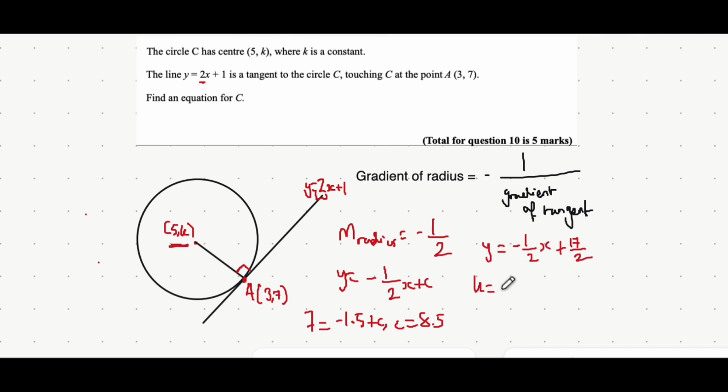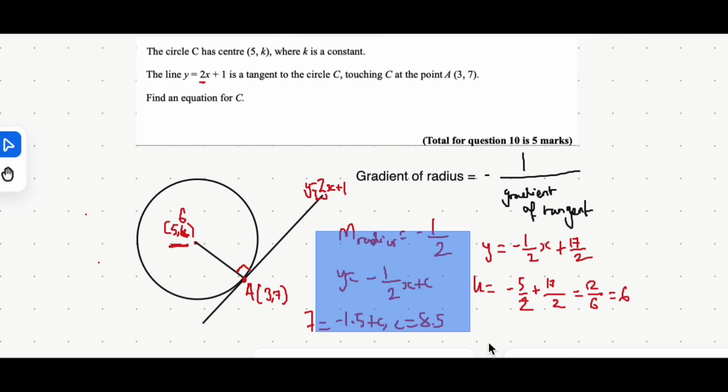So k is equal to minus a half of 5, which is minus 5 over 2, plus 17 over 2. When you're adding fractions and the denominator is the same, you can just add the numerators. Minus 5 plus 17 is 12, so that's 12 over 2, which is then 6. Meaning the y coordinate of the center is 6.